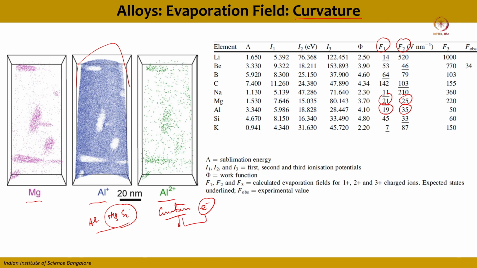That will have a direct impact on the electric field, and due to this the electric field can reach the evaporation field of one of the charge states like Mg2 plus or aluminum 2 plus, and at that time these ions get field evaporated. So this is a charge state for Mg2 plus. That's why we see a different distribution of atoms even in the presence of precipitate. You can see that there is a concentration of aluminum 2 plus.